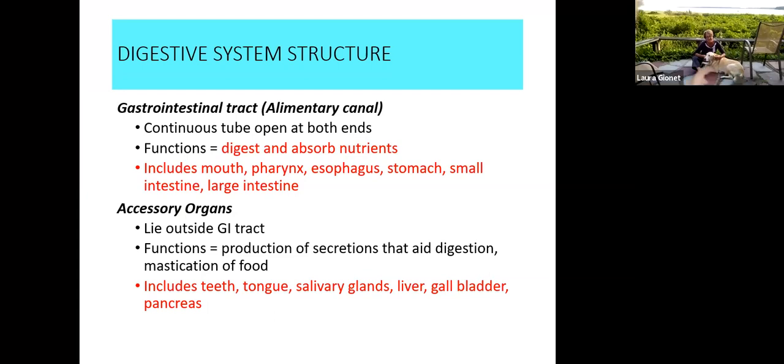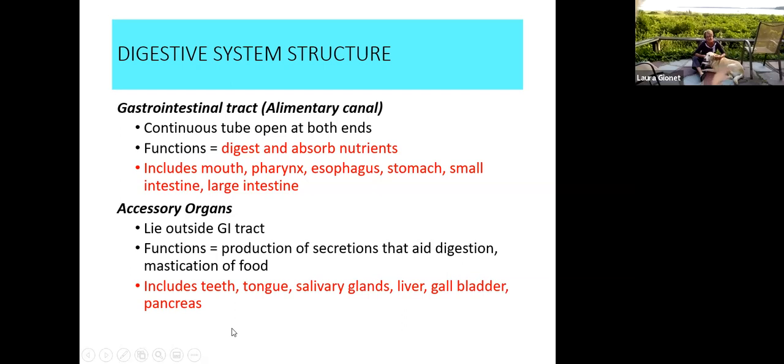Okay, the digestive system is composed of what's called the alimentary canal or the gastrointestinal tract. It's a continuous tube that begins at the mouth and ends essentially at the rectum. It functions to digest and absorb nutrients, and includes the mouth, pharynx, esophagus, stomach, small intestine, and large intestine, all the way through the rectum. So we have the tract, which is that tube, and the different regions of the tube, or the distended tube, which I consider the stomach to be.